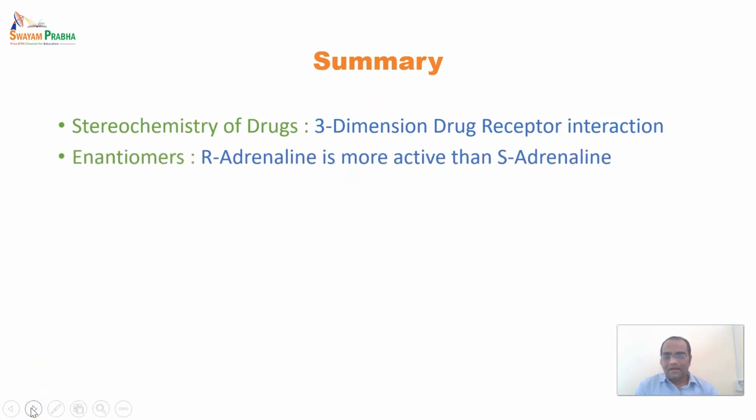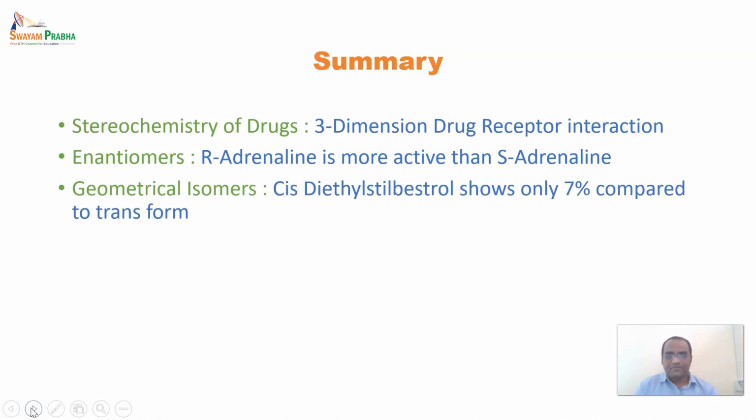After that we have seen one stereoisomer, that is enantiomer, with an example, that R adrenaline is more active than S adrenaline. So an enantiomer has a different conformer, and this different conformer changes the connectivity of atoms in space, due to which there is a difference in the action.